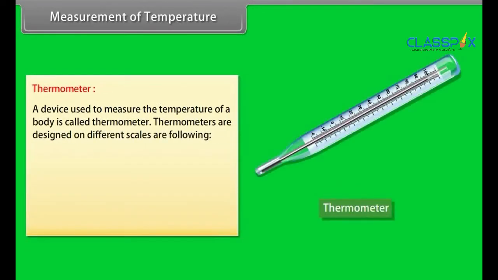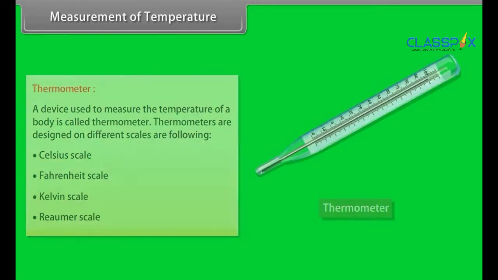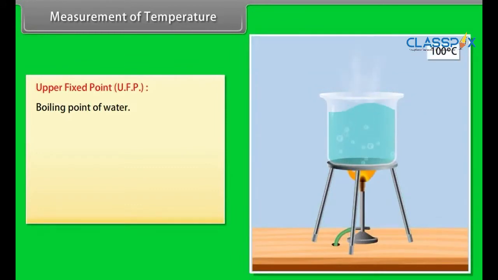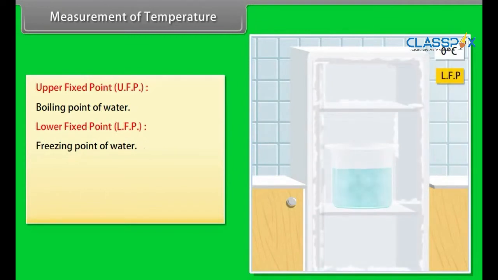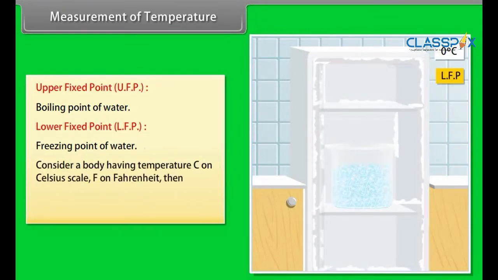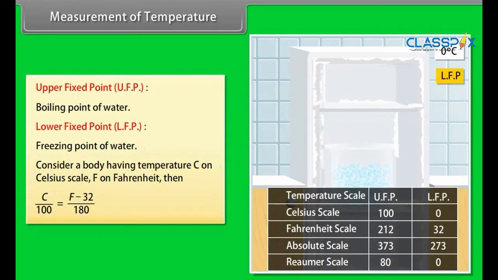Measurement of temperature. A device used to measure the temperature of a body is called a thermometer. Thermometers are designed on different scales, which are the following: Celsius scale, Fahrenheit scale, Kelvin scale, and Reamur scale. Boiling point of water is known as the upper fixed point. Freezing point of water is known as the lower fixed point. Consider a body having temperature C on Celsius scale and F on Fahrenheit scale. Then C/100 = (F - 32)/180.